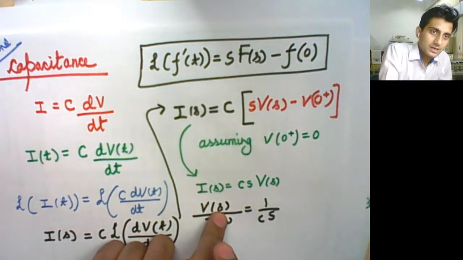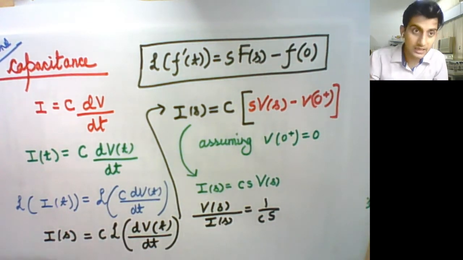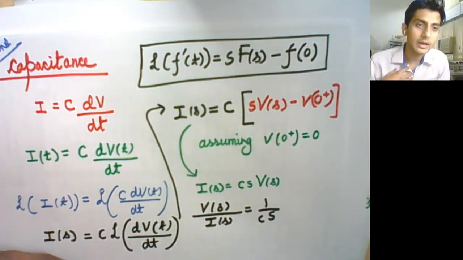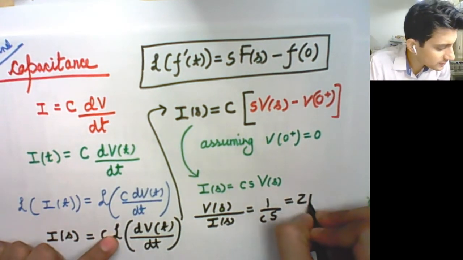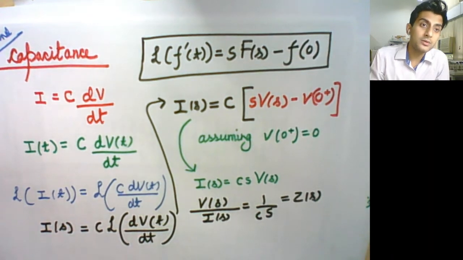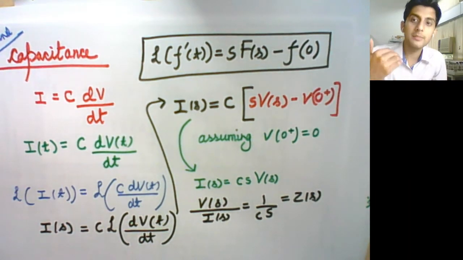In this case, it will be 1 upon Cs, which is definitely equal to some impedance Z. I can say that this is some impedance which is a function of s. But when it was a capacitance, it is given by 1 upon Cs.